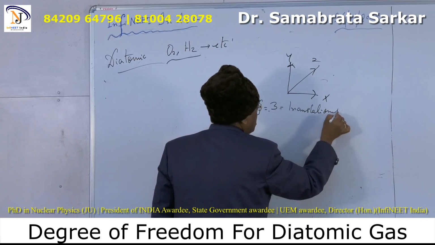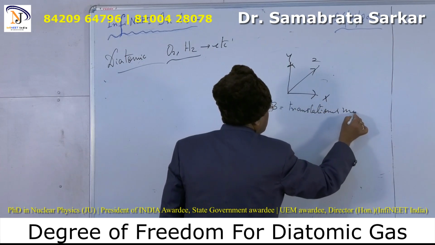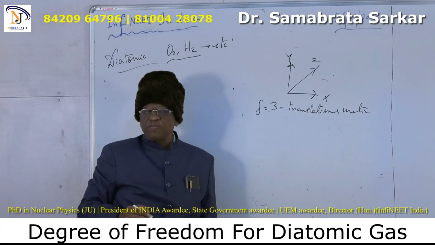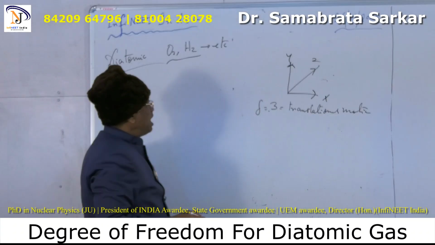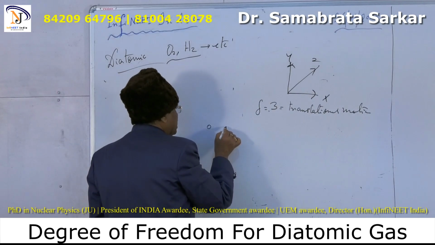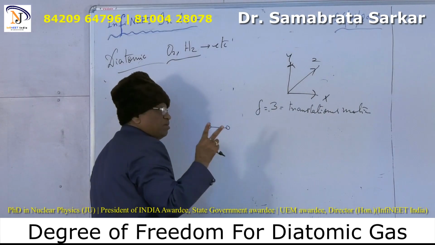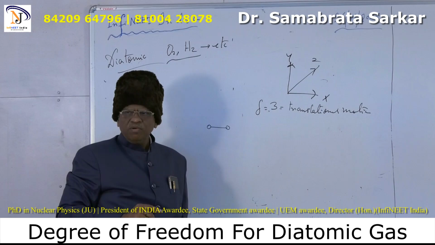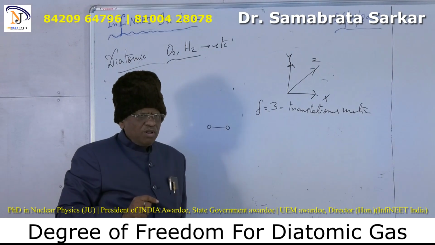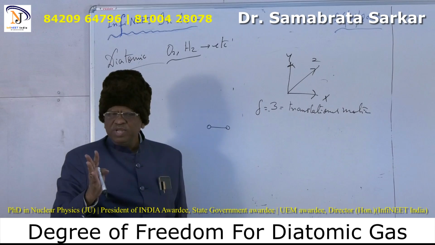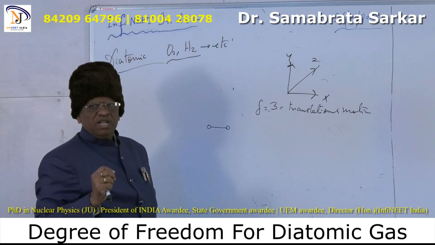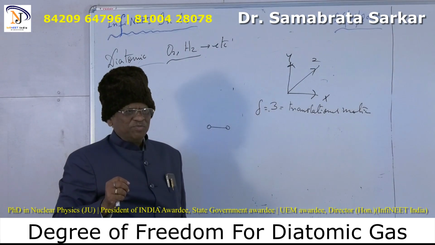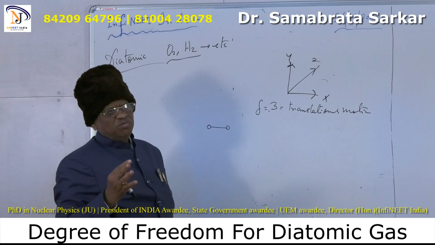Translational motion, or translational degrees of freedom. Here there are 2 particles, 2 atoms, which will give you one molecule. So you are telling what should be its rotational motion degrees of freedom. How many?